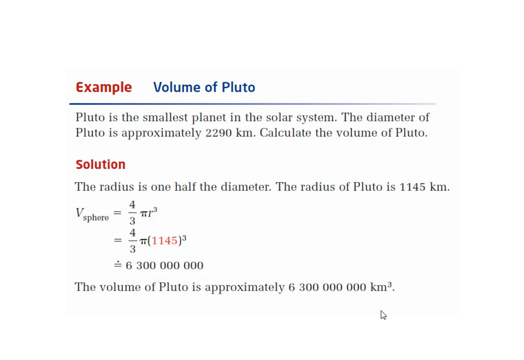1 cubic kilometer is already very huge. How huge? It is thousands of, or actually millions of houses, if you say houses. If you say condo buildings, then 1 cubic kilometer is thousands of condo buildings. Then how about 6.3 billion such cubic kilometers? So this means this sphere, this Pluto, this smallest planet, is really very, very huge.